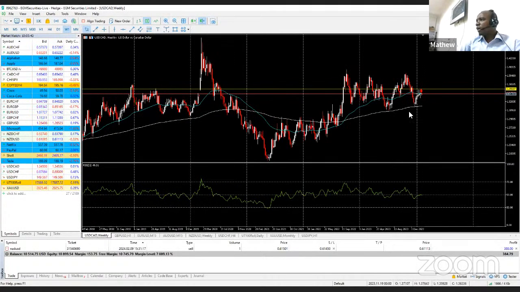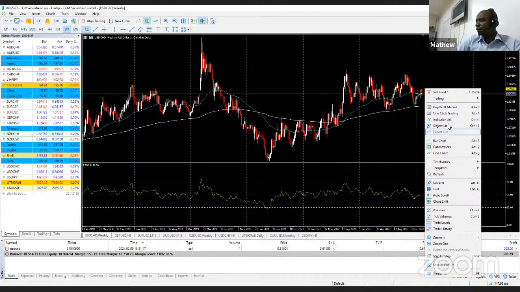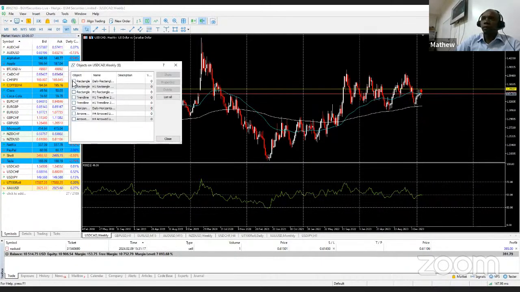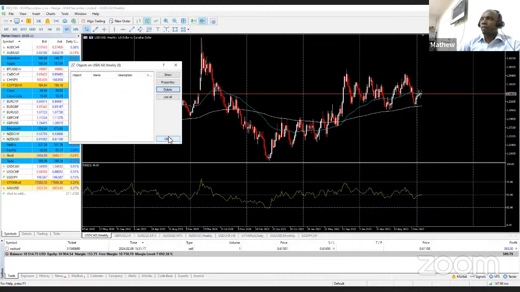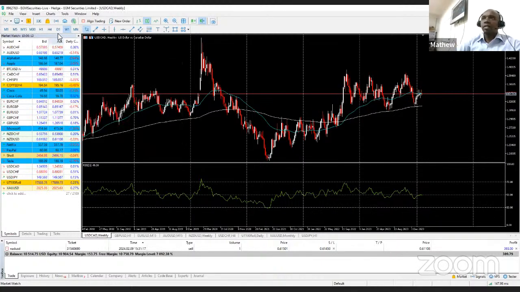So we can see that USD CAD on this particular time frame on the weekly is on the 50 EMA. This is a moving average, and so it's still oscillating around that area. And so our work as traders is to look at possible outlooks. So I'll just remove this projection from last time. So we have that clean chart.